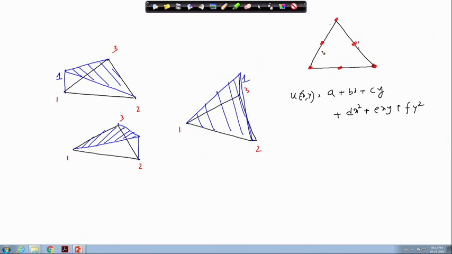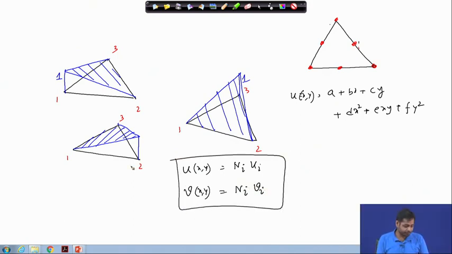Okay. So once we have calculated the shape function, we are almost done. So u at x y can be written as summation N I u I, which means n1 u1 plus n2 u2 plus n3 u3. Similarly, v can be written the same way, we can use the same shape function for v as well. So this is how the displacement is approximated.